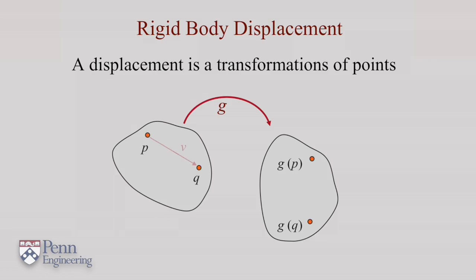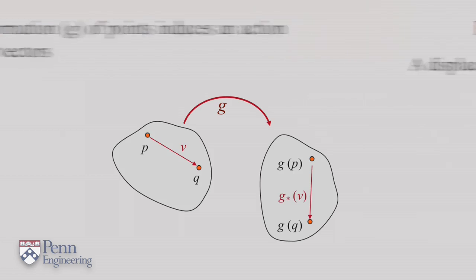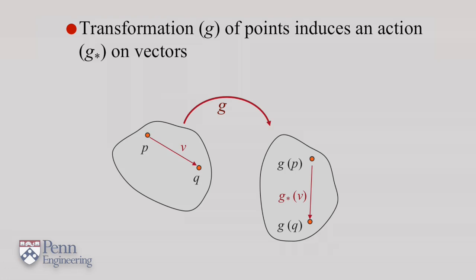The vector V emanates from P and terminates at Q. Since G moves P to G of P and Q to G of Q, it also moves the vector V to a new vector, and we call this vector G star of V. So displacement G induces a map on vectors. Remember, the displacement acts on points, but G star acts on vectors.